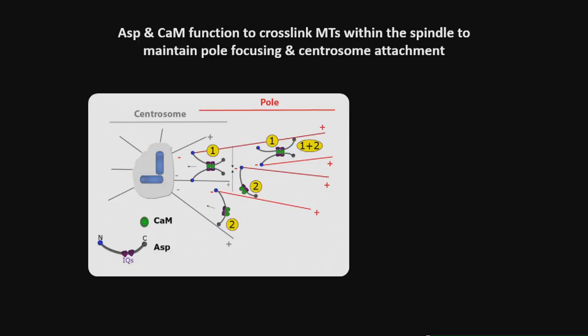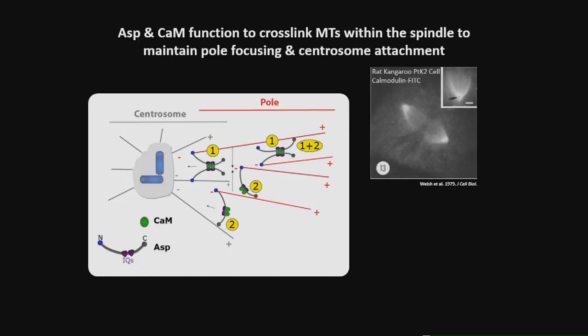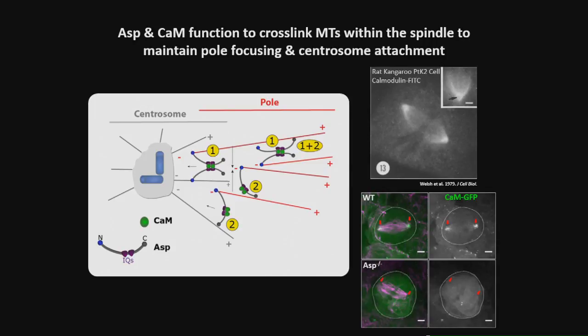But I think the most important implication from this work is that we were finally able to ascribe a function to the localization phenotype for CaM to the spindle pole. And this is a phenotype that had been known for well over 35 years. We just had no idea what it was doing there. And importantly, we were able to show that the spindle pole localization for CaM is solely dependent on the single protein, which is Asp.